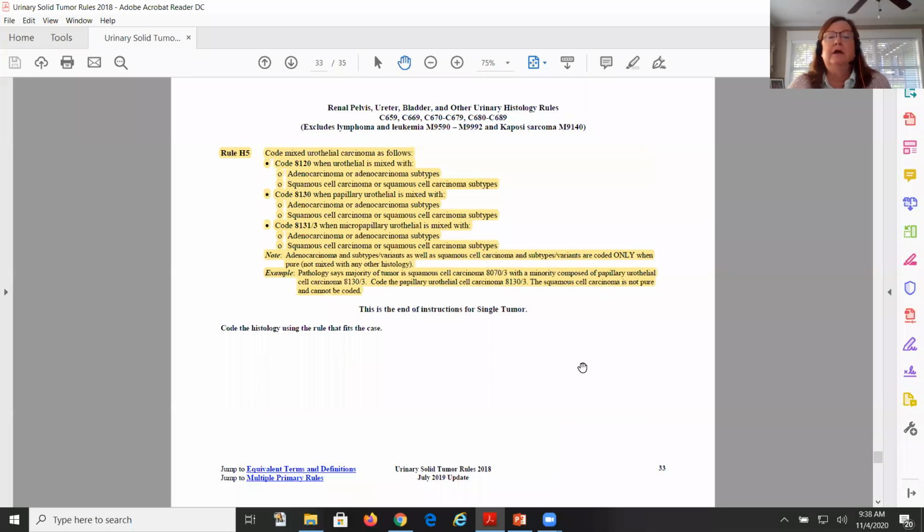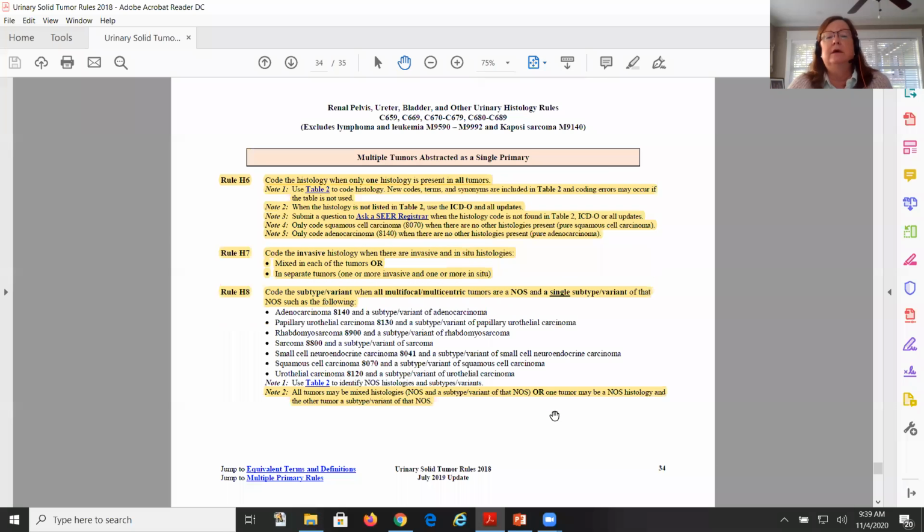And H5, code mixed urothelial carcinoma as follows. Code 8120 when urothelial is mixed with adenocarcinoma, squamous cell carcinoma, or any of their subtypes. Code 8130 when papillary urothelial is mixed with adenocarcinoma or squamous cell carcinoma or any of their subtypes. And code 8131/3 when micropapillary is mixed with adenocarcinoma or squamous cell carcinoma or any of their subtypes.